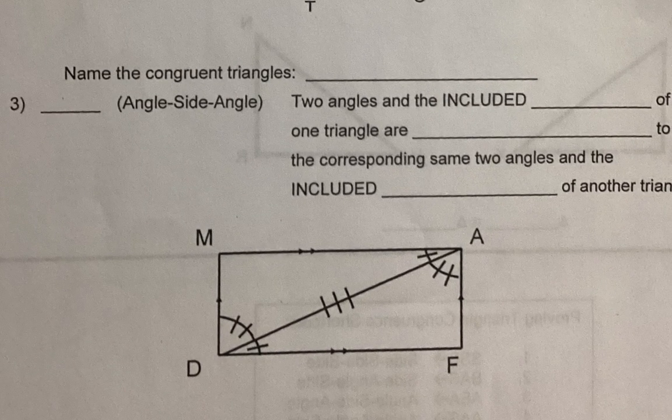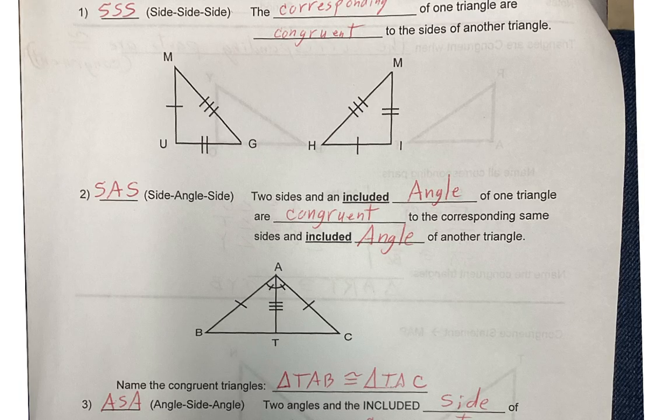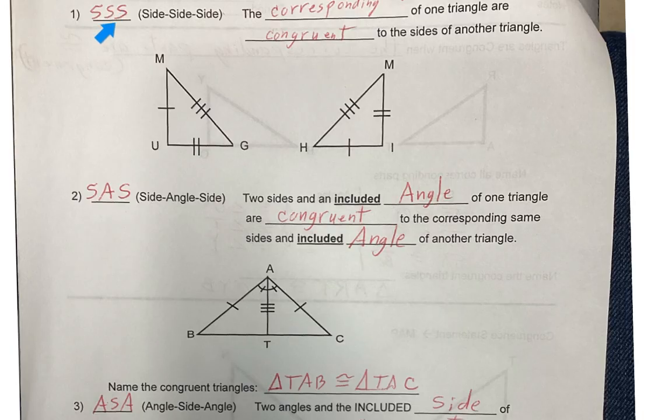All right, time for you to write. All right, so side, side, side. The corresponding sides of one triangle are congruent to the sides of another triangle. And I already showed you the sides, this side and this side. Actually, if we were to rotate that around, we would see that this triangle then will start to look like that one, and we could easily find the corresponding sides.